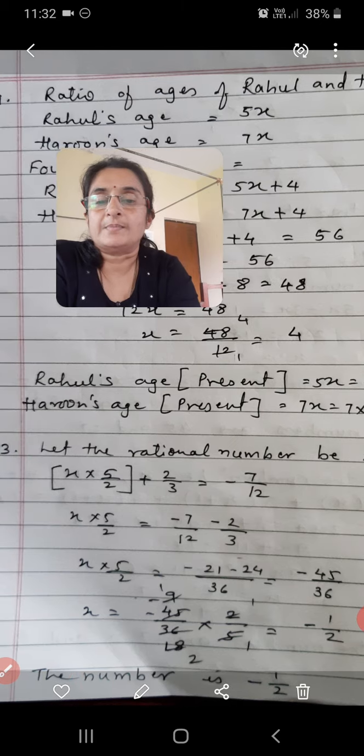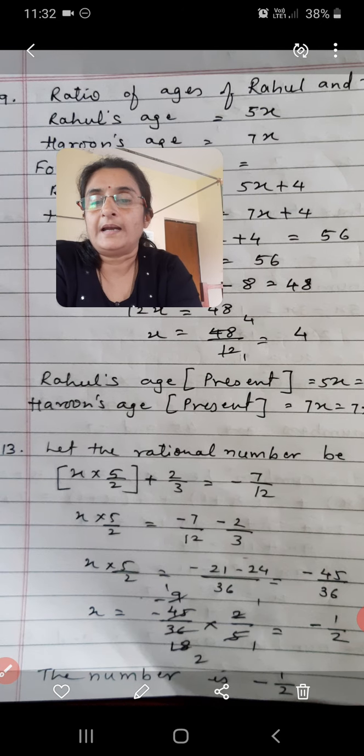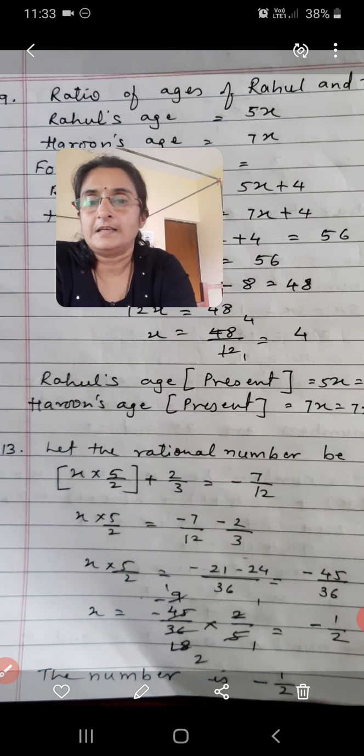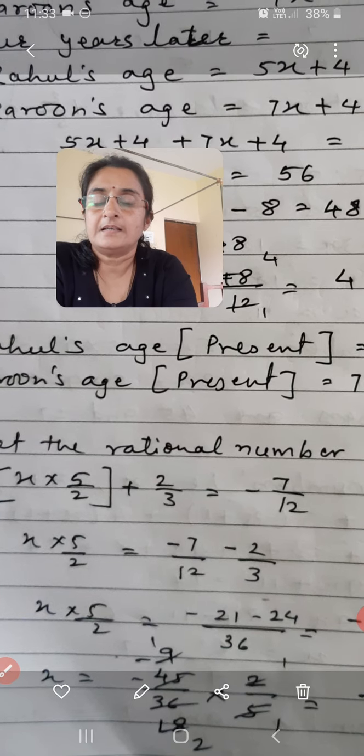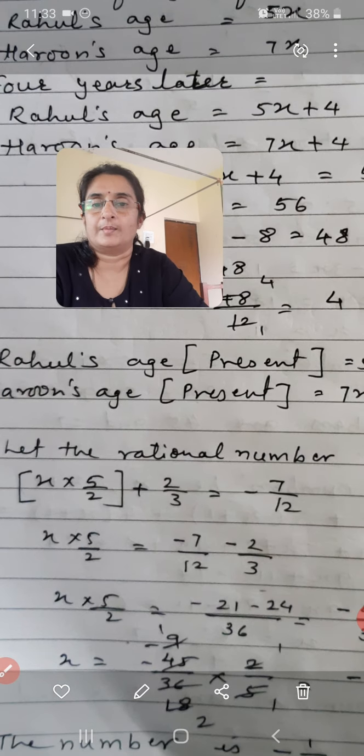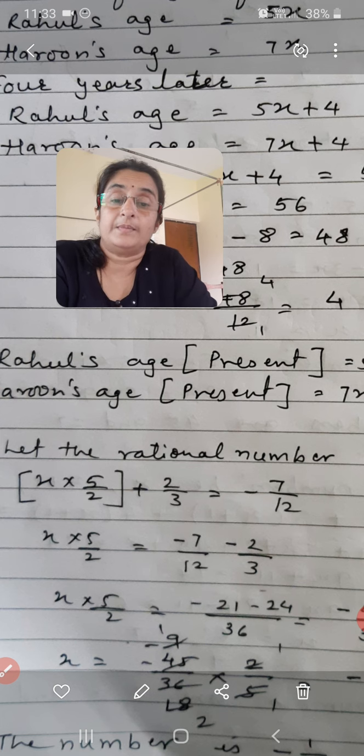So what is my equation? First I multiplied x into 5/2, and in that answer we have to add 2/3. So what is the equation? x into 5/2, and that answer is added by 2/3. And what is the answer of that? Minus 7/12. Let us solve the equation. Once you get the equation, you can solve it. There won't be any problem in solving, but equation making is the important thing here.